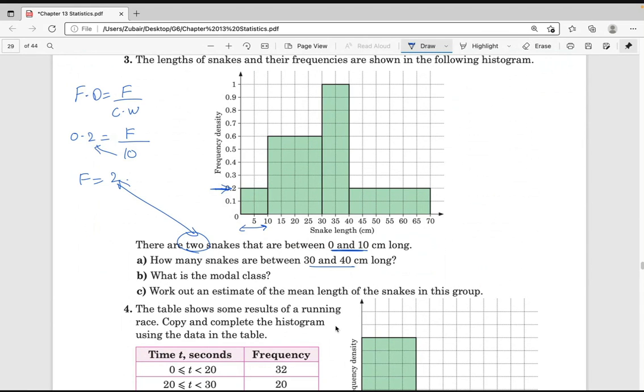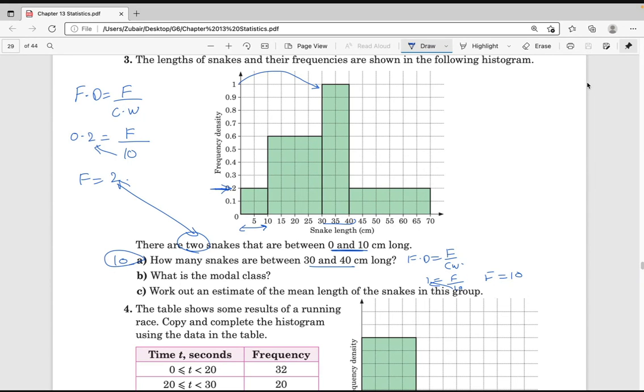Now it says how many snakes are between 30 to 40. So when I see that bar, frequency density is equal to frequency over class width. From 30 to 40, I see that the frequency density is 1. So 1 equals frequency over class width, which is 10. So frequency comes out to be 10. So how many snakes? 10 snakes. Any doubt?